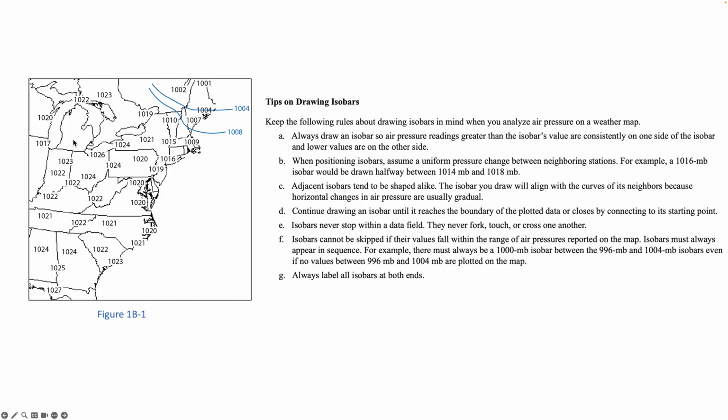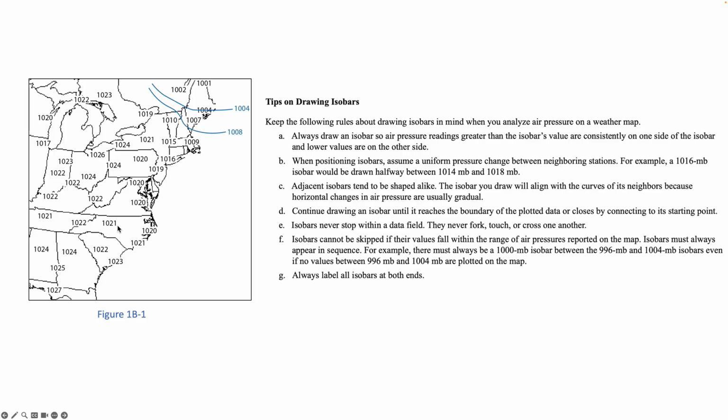Now we're only going to draw isobars that correspond to the range of values that we have on our map. So we're not going to draw all of them. We're just going to draw the ones that correspond. So you're going to want to figure out what the lowest value on the map is, what the highest value on the map is, and then you'll know which isobars you have to draw.